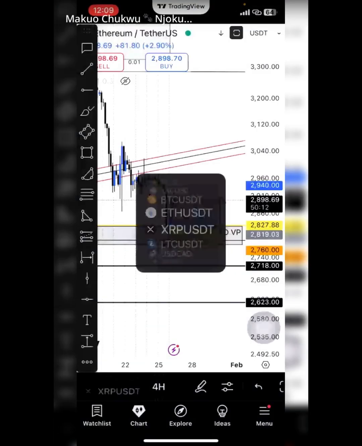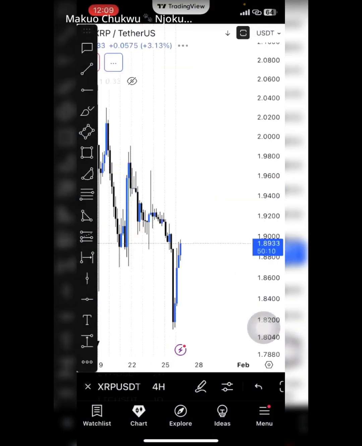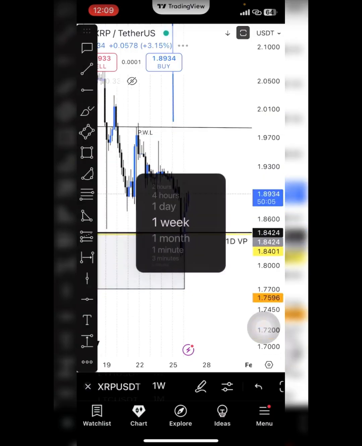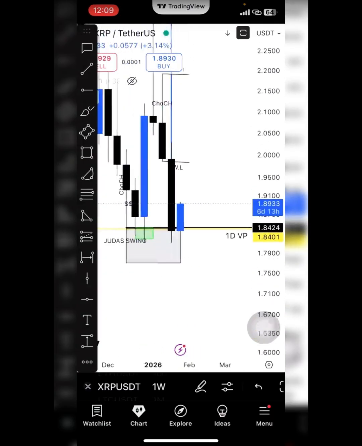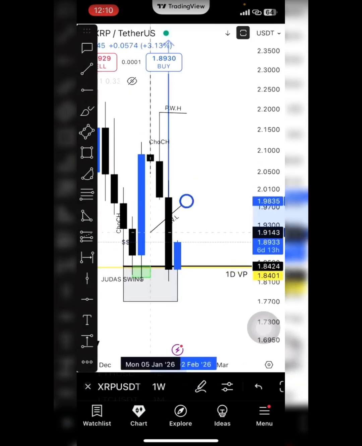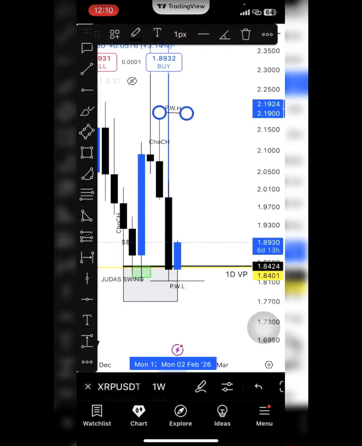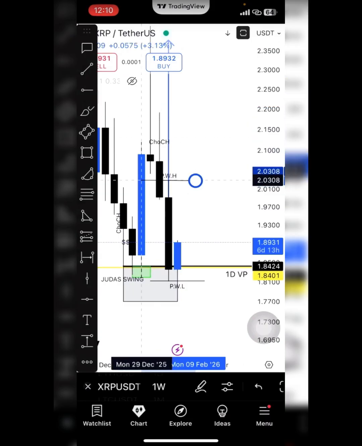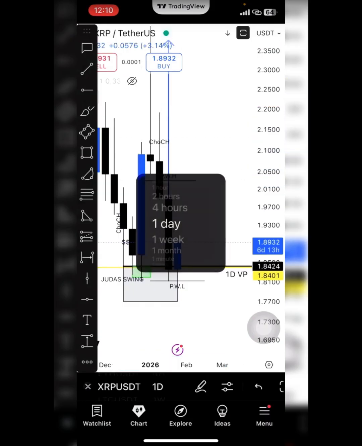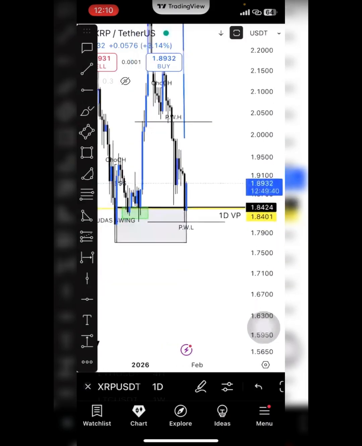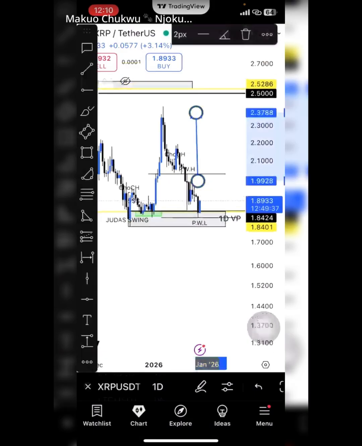Then the next is XRP USDT. So XRP, let's go to the weekly time frame and update this. On the weekly time frame on XRP USDT, this is the previous week low over here. This previous week low, and this is the previous week high over here. And this previous week high. Then we'll go to the daily time frame. On the daily time frame, we mark out the daily demand and daily supply. I already marked the daily demand over here. This supply is all the way up here. Daily supply is all the way up here.